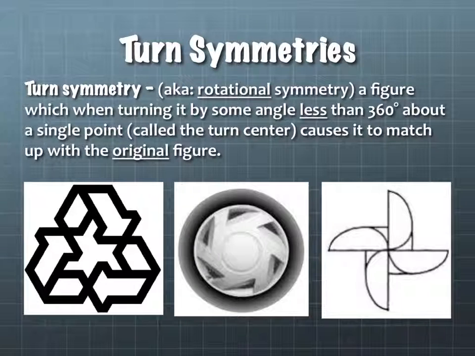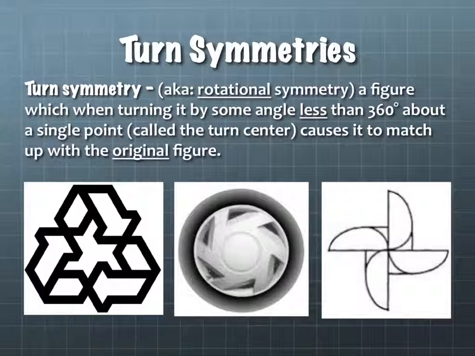Second type of symmetry is called turn symmetry. Now, turn symmetry is also sometimes called rotational symmetry. So I'm probably going to say rotational symmetry because most of the resources that I've used have used that phrase, but they mean the same thing. It means you're turning, you're rotating something. A figure which is turned by some angle less than 360 degrees around a single point, and the single point is called the turn center, and it causes it to match up with the original figure.